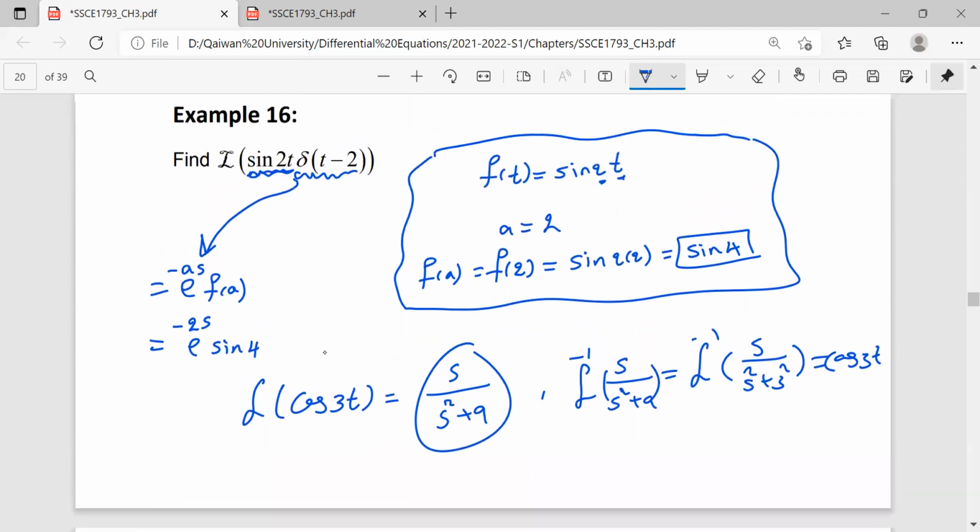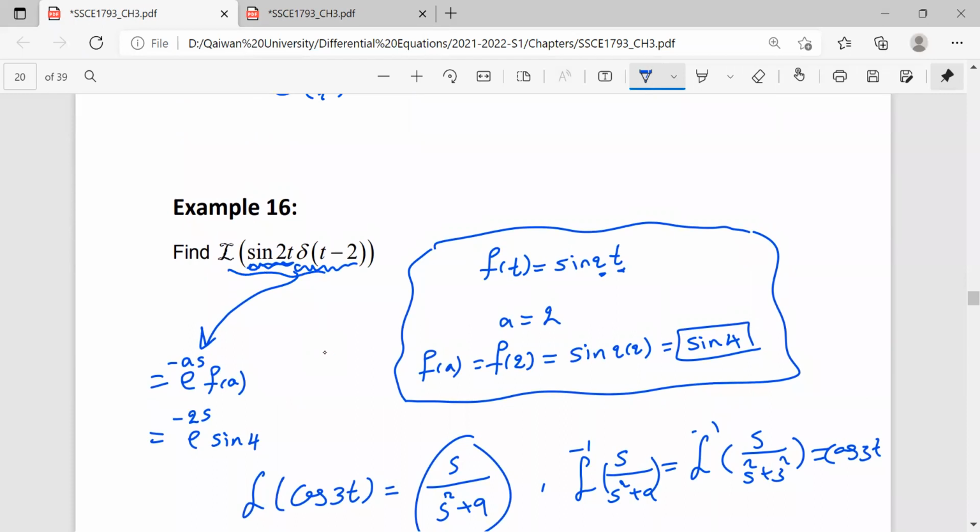Which one? This one. If you have f of t multiplied by the Dirac delta function of t minus a, the Laplace transform of this function is e to the power minus as times f of a. What's a here? A is this one.